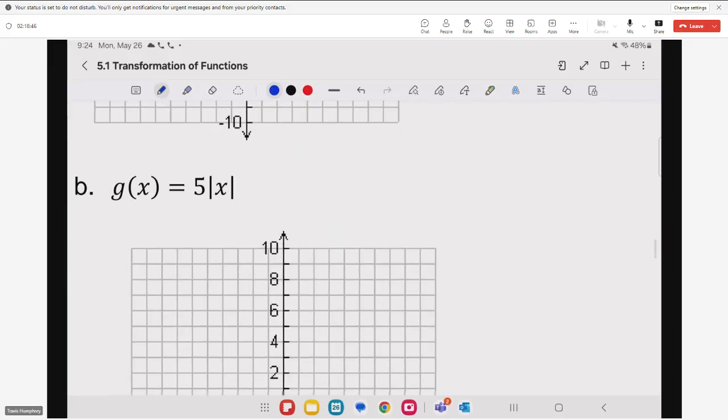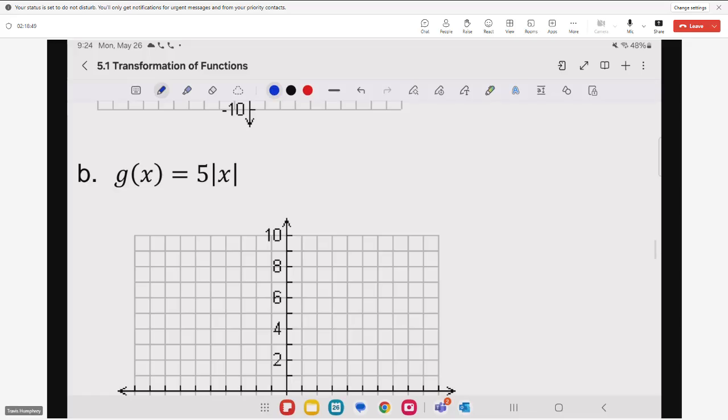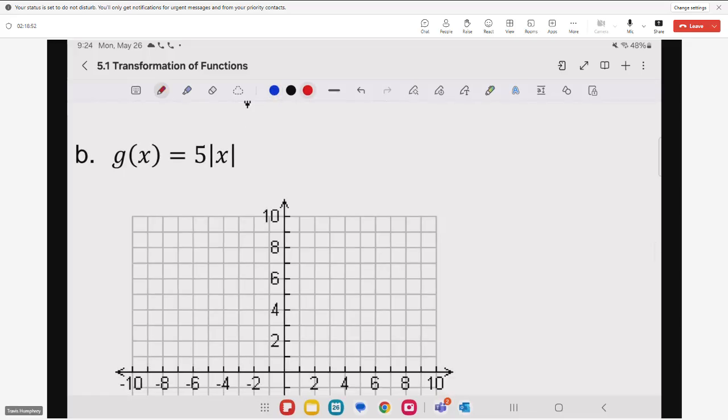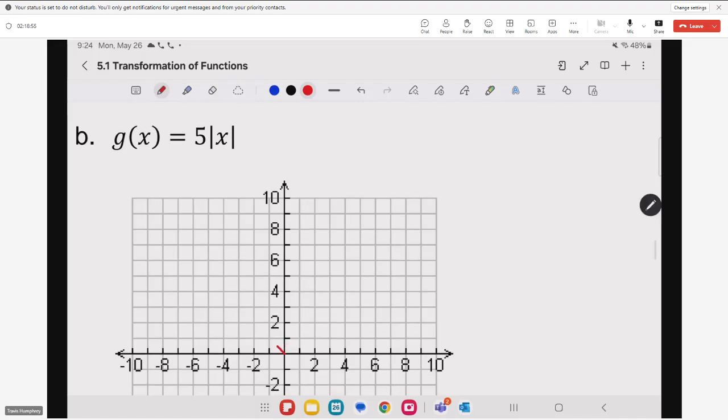Okay, so this is 5 times the absolute value. So recall from earlier that the absolute value function was that V. So it looked like this, and now I'm multiplying by a factor of 5. So our vertex stays where it is, but each y value gets multiplied by 5. So this point right here is going to go all the way up to here. So it gives the impression that it's narrowing. And my line curved a little bit, but it's straight.